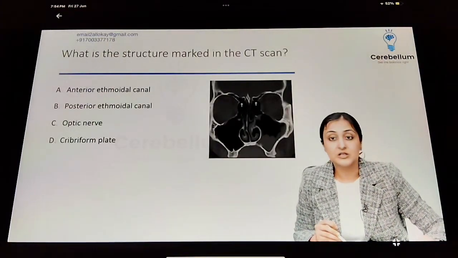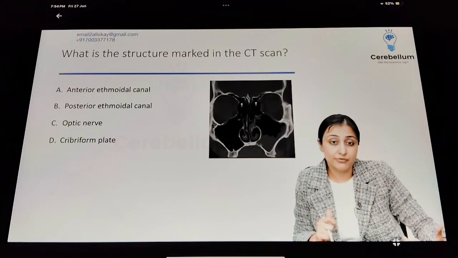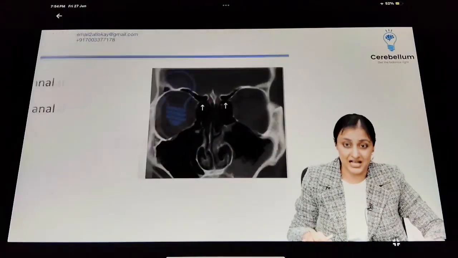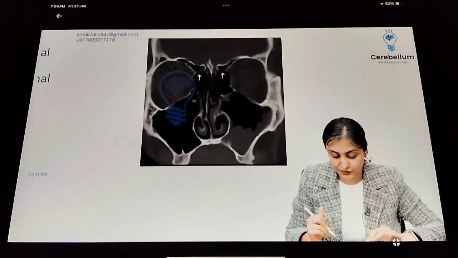Next, what is the structure marked in the CT scan? Apparently, students found this to be a tough question, but let's see if you can eliminate, even if you can't really answer this prospectively. So this is a CT scan of the paranasal sinus.